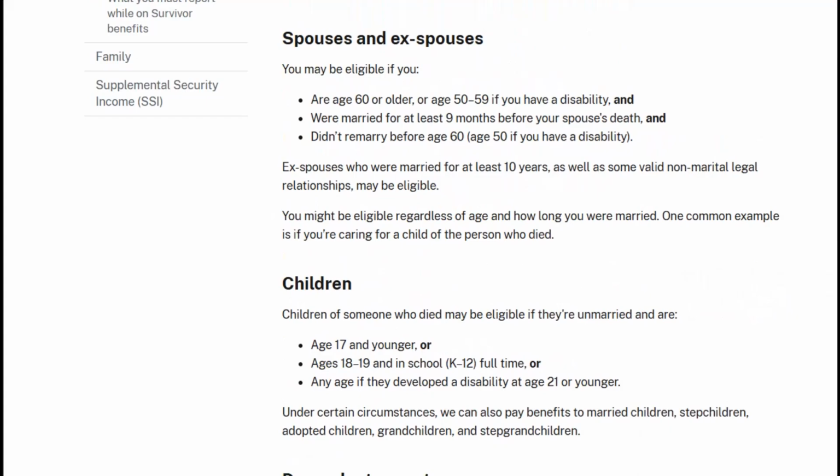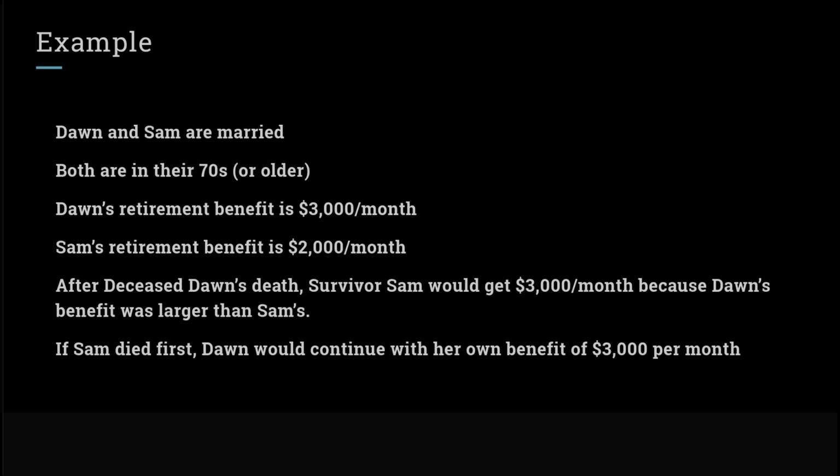For a basic example, assume that Dawn and Sam are married and both are in their 70s or older, just to keep it simple. Dawn's retirement benefit is $3,000 a month, and Sam's retirement benefit is $2,000 a month. After Dawn's death, survivor Sam would get $3,000 a month in survivor benefits because Dawn's benefit was larger than Sam's. But Sam does not get both benefits, so he won't get $3,000 plus the $2,000 for a total of $5,000. Unfortunately, the household income will drop when one of those payments effectively goes away.